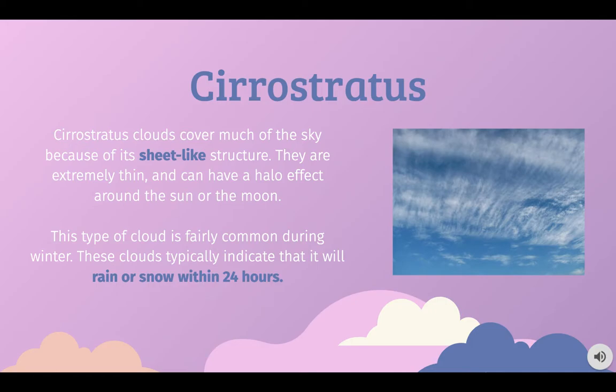While cirrus clouds look like streaks in the sky, cirrostratus clouds look like many streaks, almost creating a thin, sheet-like formation in the sky. They are extremely thin and can have a halo effect around the sun or the moon. This type of cloud is fairly common during winter. These clouds typically indicate that there will be rain or snow within 24 hours.